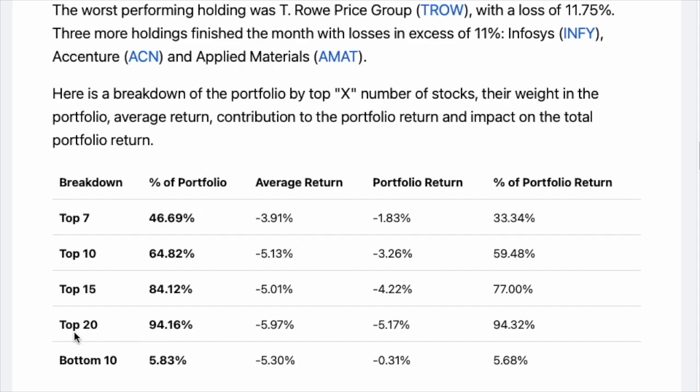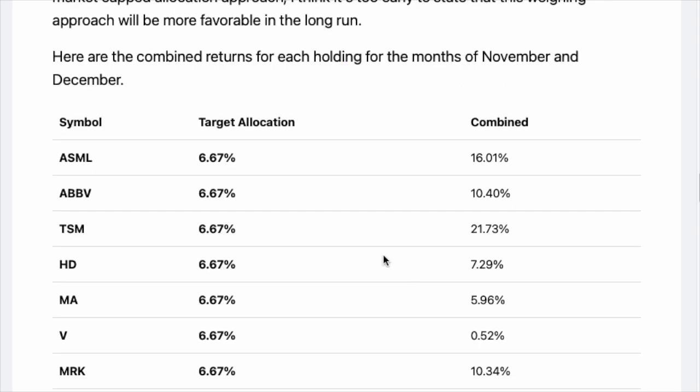As you can see from this table, the top 20 holdings in the portfolio make up a little more than 94% of the entire portfolio, which means the bottom 10 holdings don't play a major role on the overall portfolio return. When I combine the returns for November and December, you can see that the top 7 holdings are all performing very well. 4 of the top 7 holdings have double-digit returns over this 2-month period. The best return comes from Taiwan Semiconductor, that is up 21.73%. ASML Holdings is also looking pretty strong, up 16.01%.